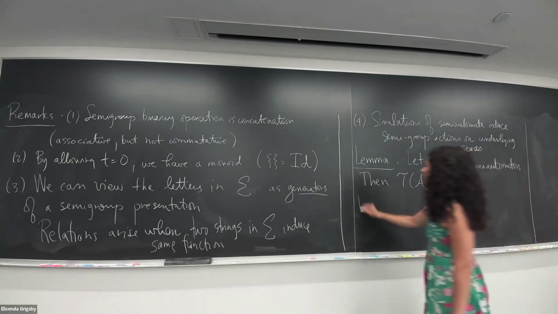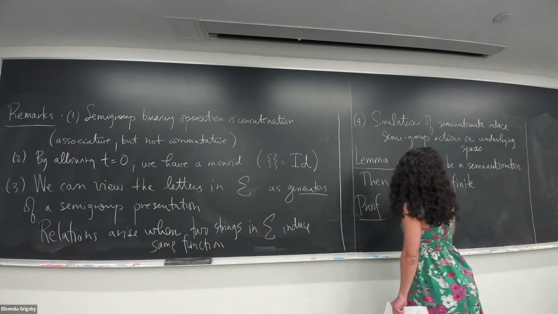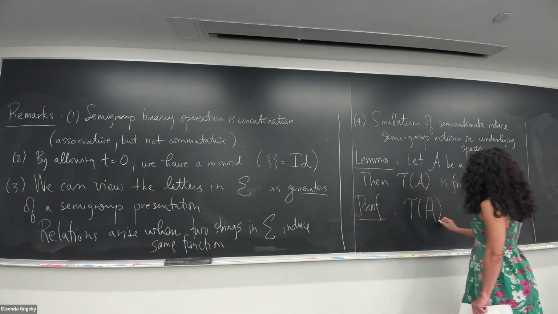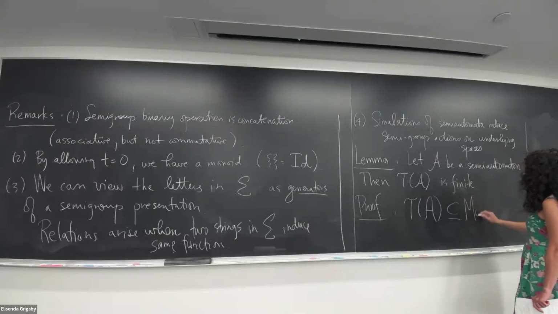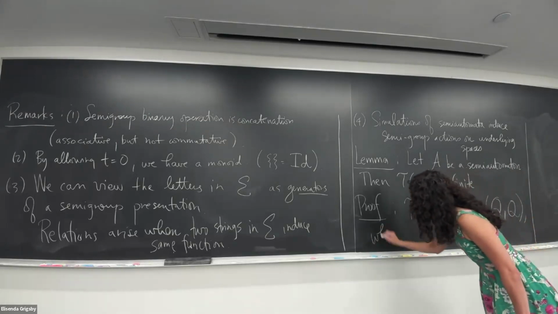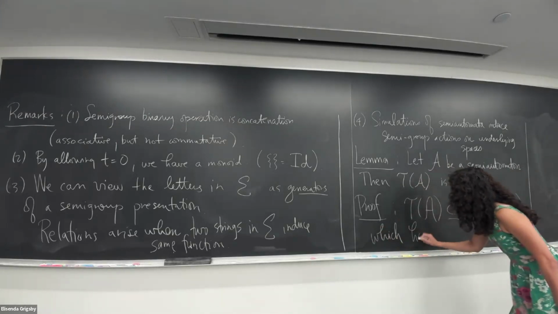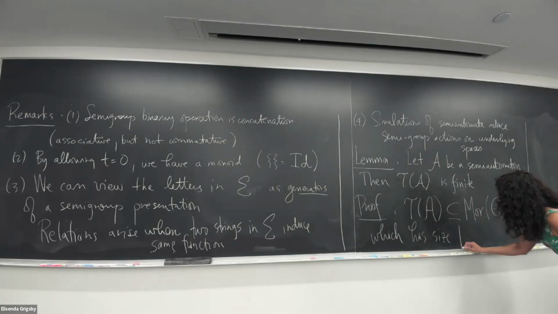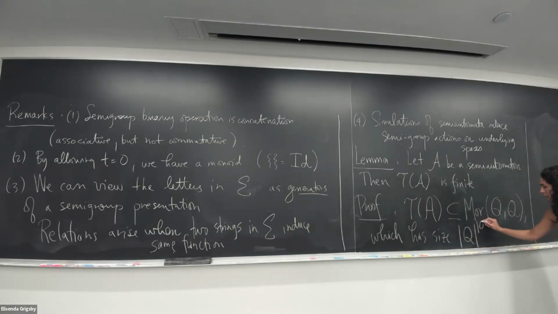So the proof is that this transformation semi-group is sitting inside of a set of morphisms on the states. This is just a set, it doesn't have any extra structure, but it has size of Q to the size of Q. You can send every element of Q to any other element of Q.